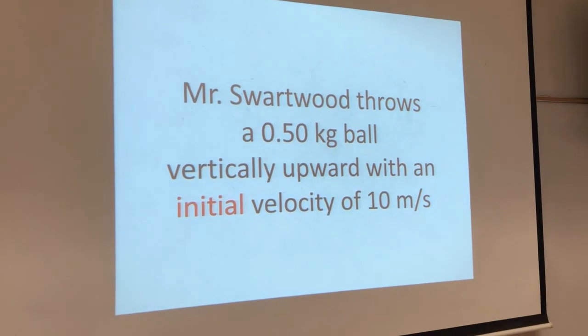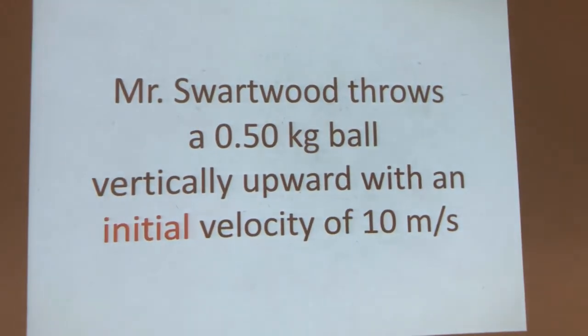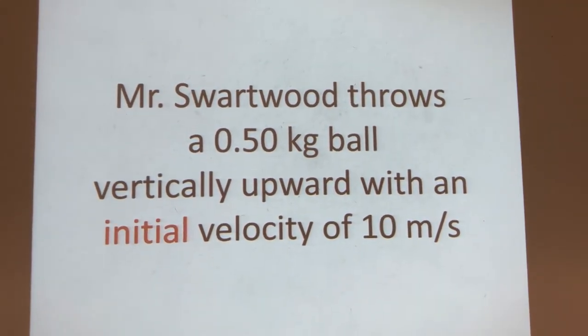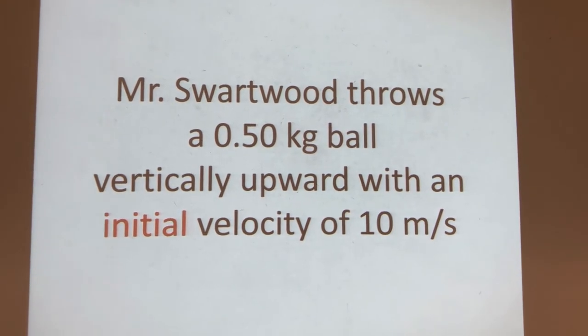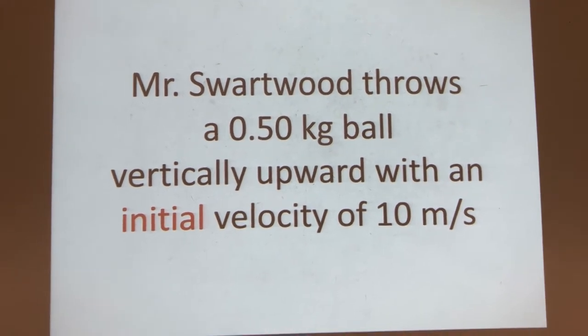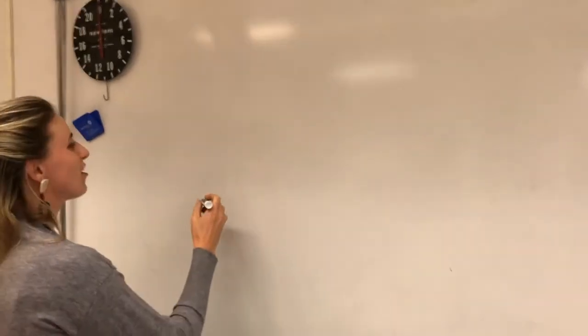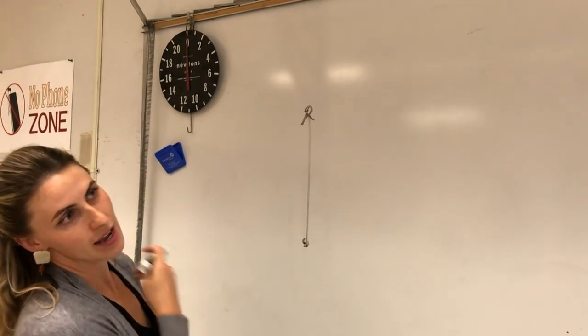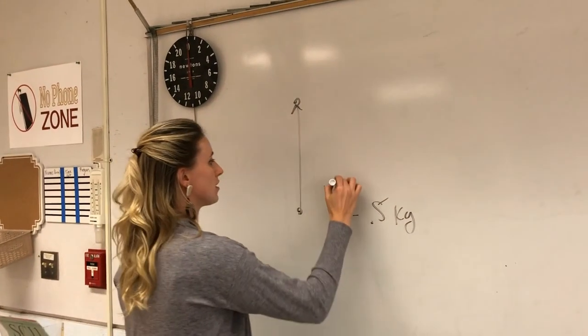Mr. Swatwood throws a 0.5 kilogram ball vertically upward with an initial velocity of 10 meters per second. How can we memorialize this so that we'll remember it once we get away from this slide? Let's draw a picture. So Swatwood throws a ball. It starts here, and we go up here. Ball's up there. It has a mass of 0.5 kilograms. Initial velocity 10 meters per second.